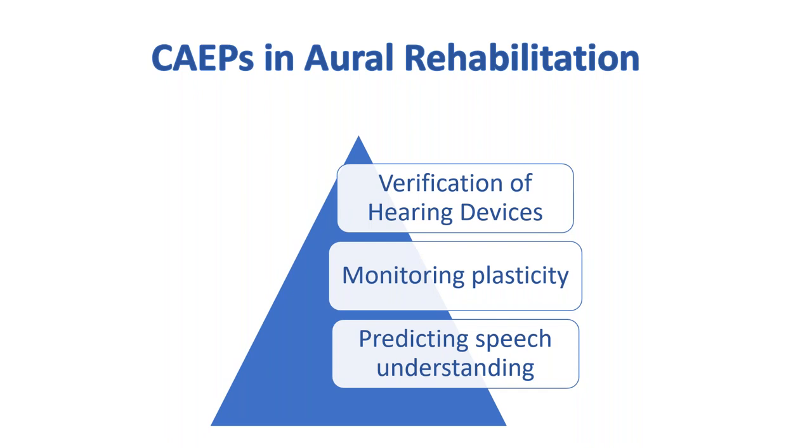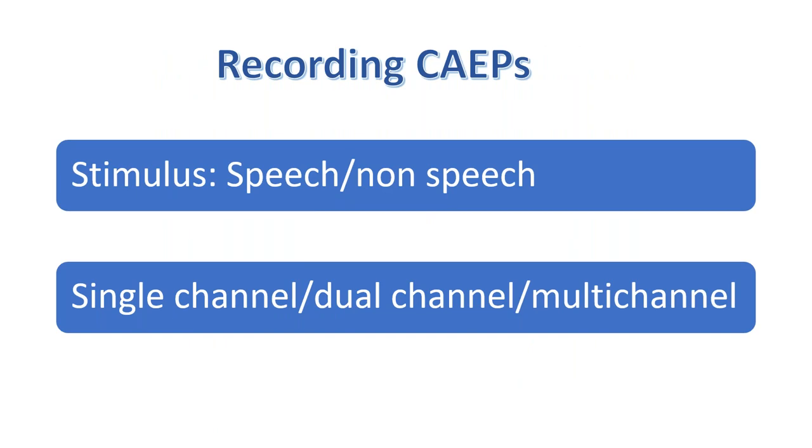In terms of aural rehabilitation, the main applications I normally talk of is, one, verification of hearing devices, saying whether a hearing aid or a cochlear implant is benefiting a child or is not useful for a child, and monitoring plasticity. It is also being used in predicting speech understanding or speech perception.